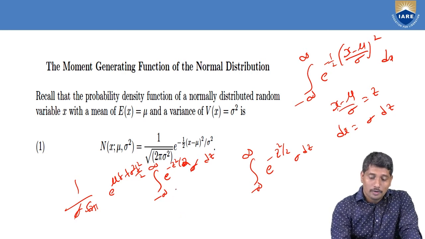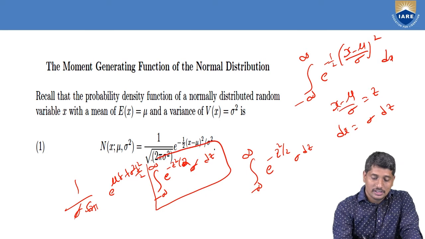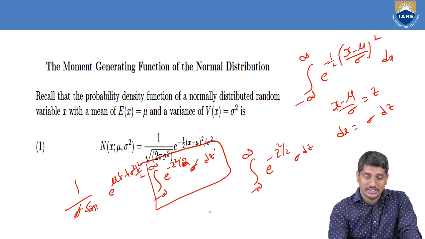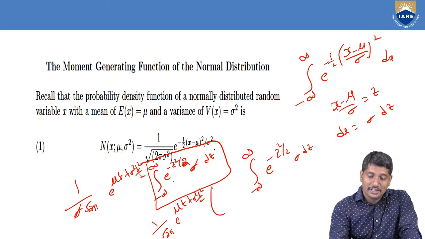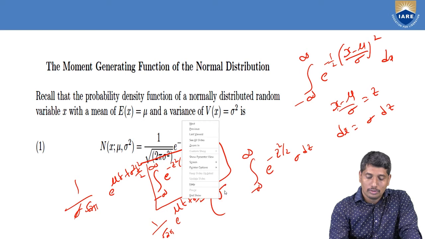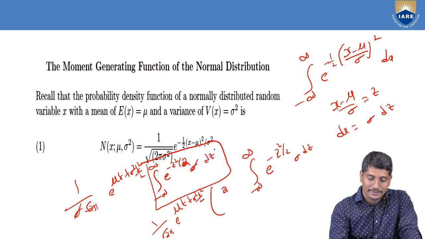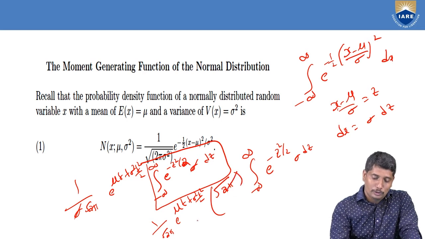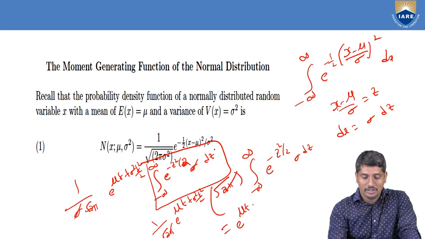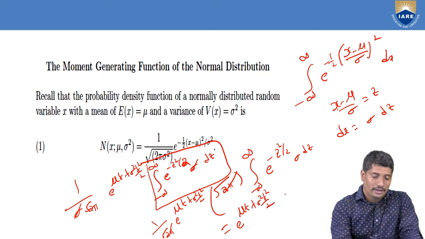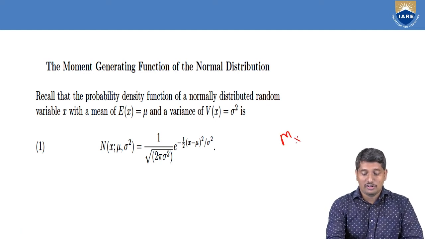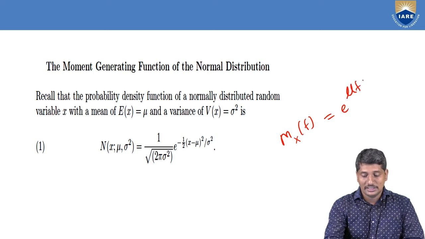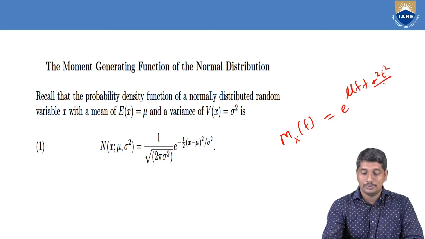And we have a formula for this definite integral from the gamma functions, that is 1 by root 2 pi e power mu t plus sigma square t square by 2. The integral becomes root pi root 2 pi, and root 2 pi will be cancelled. The final answer is e power mu t plus sigma square t square by 2, and hence we get the MGF. The MGF of the normal distribution is e power mu t plus sigma square t square by 2.